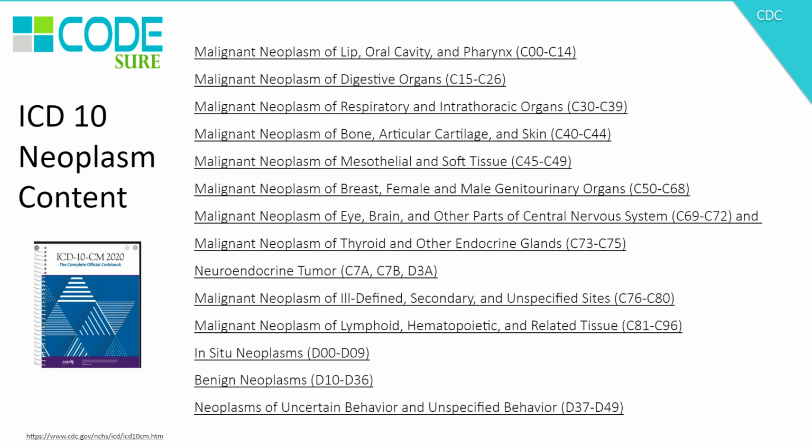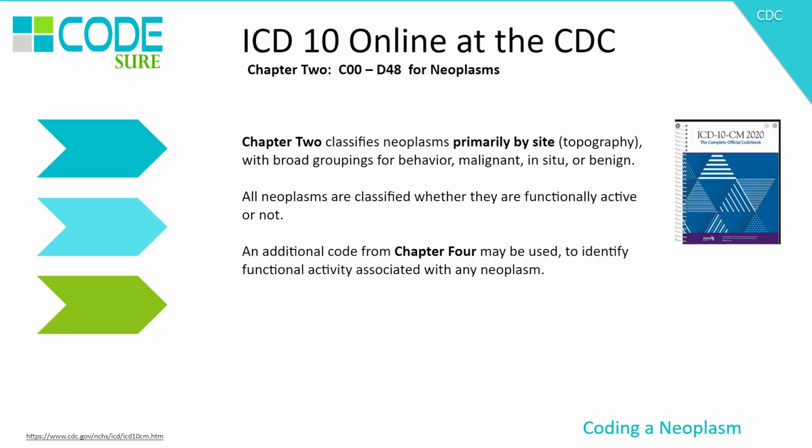Let's look at the organized contents of the ICD-10 CM table of neoplasms. As you can see, all codes begin with either the letter C or D and are followed by 2 additional digits. Chapter 2 covers neoplasms. The codes range from C00 to D48. Neoplasms are classified primarily by site, with broad groupings for behavior: malignant, in situ, or benign. All neoplasms are classified, whether they are functionally active or not, and you may be required to use an additional code from Chapter 4. This will identify the functional activity associated with the neoplasm you are coding.